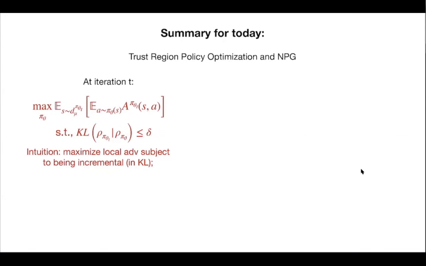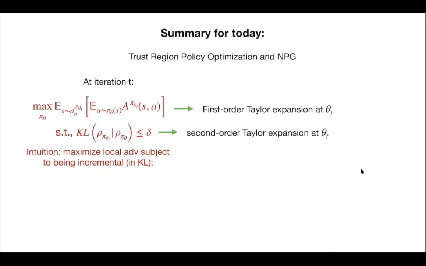Then we say basically, this looks very complicated. The objective function is nonlinear, non-convex. The KL divergence is even more terrible because we don't even know how to implement the likelihood function, right? Because the transition is unknown. So what we said is that let's just apply first order Taylor expansion on the objective function and then second order Taylor expansion on the constraint.